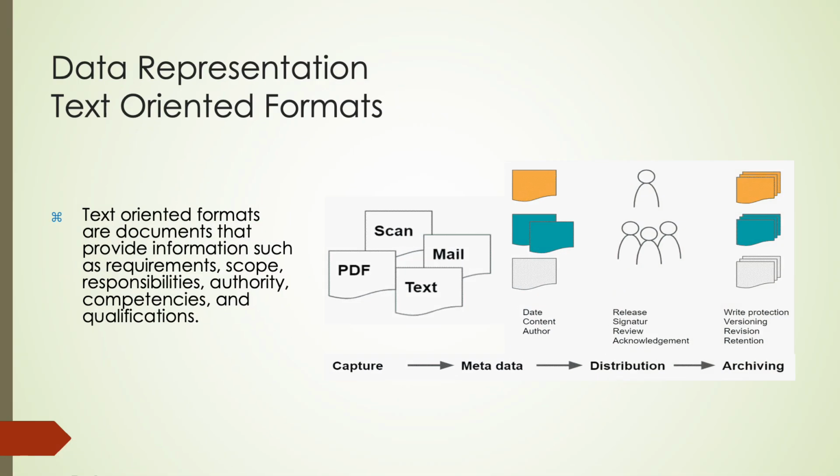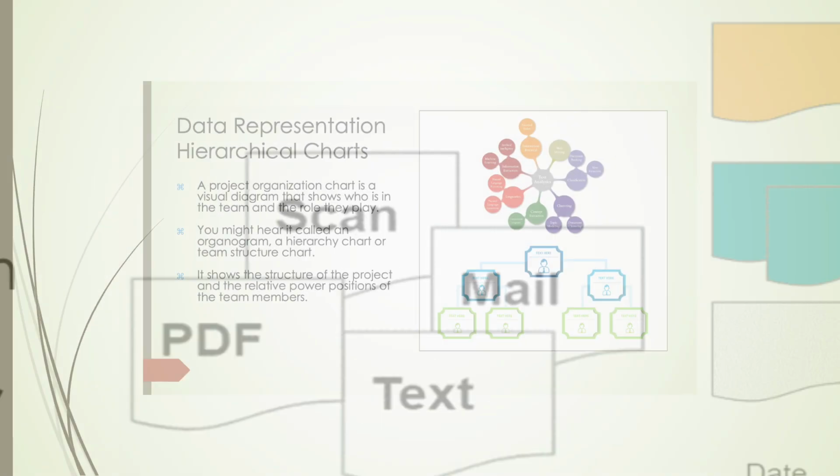Text-oriented formats are documents designed to convey important information such as requirements, scope, responsibilities, authority, competencies, and qualifications. These documents are structured in a way that clearly outlines the key elements necessary for understanding the project or role. They are essential for establishing clear expectations and guidelines, ensuring that all stakeholders are aligned on the objectives, roles, and required qualifications for successful project execution or role fulfillment.